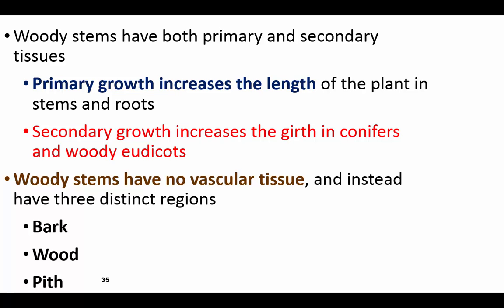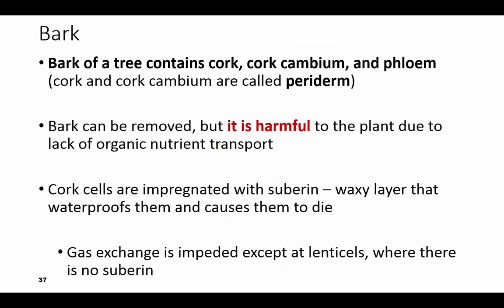Woody stems don't have vascular bundles. Instead, they have bark, which is the cork and cork cambium, and the phloem. They have wood, and then the pith is the center. Now the bark, as I said, has the cork and the cork cambium and the phloem. The cork and the cork cambium are called periderm. The bark can be removed, but when you remove the bark, you're removing the phloem. And so nutrients can't flow down from the leaves, down the stem to the roots. So if you cut all the bark off in a circle around the tree, then everything below that area where you cut is not going to get any nutrients.